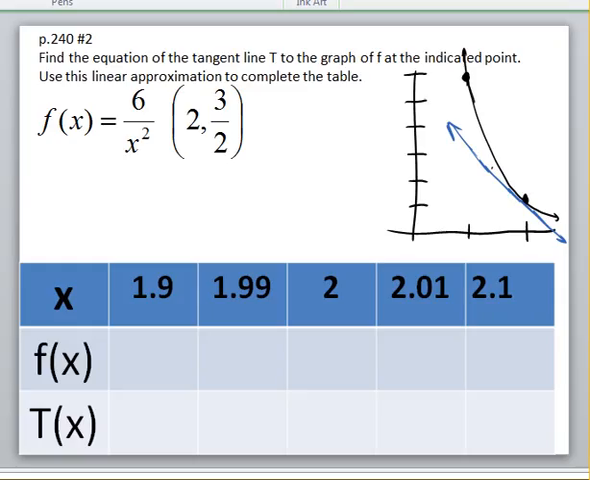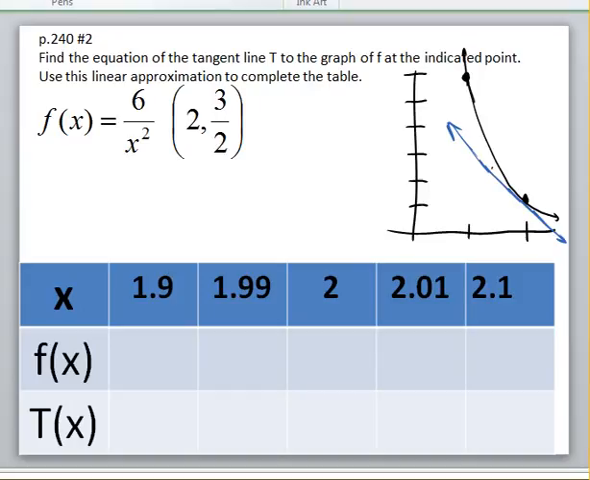So in this first problem, I'm going to find the equation of the tangent line to the graph of f at the indicated point. And then I'm going to use this linear approximation to complete the table, which is what we're doing with differentials. We're using a linear line or a linear equation to approximate what the actual value is on the function itself.